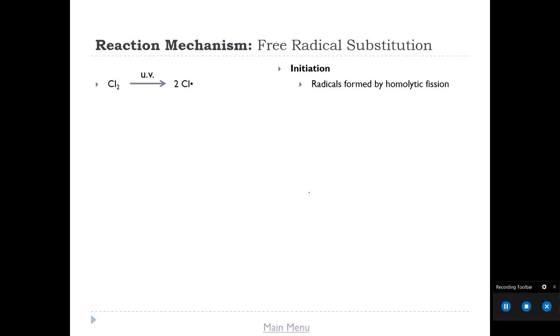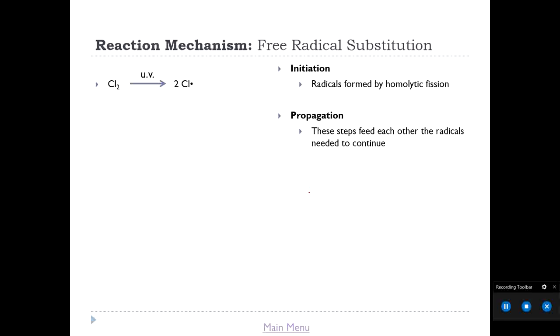The reaction mechanism for this comes in 3 steps. Step 1 is initiation. We need the formation of the radical. Remember, an alkane is a very unreactive species, but a free radical is a very reactive species. So first we need the formation of the radical. We get this by exposing a halogen to UV light. It undergoes homolytic fission.